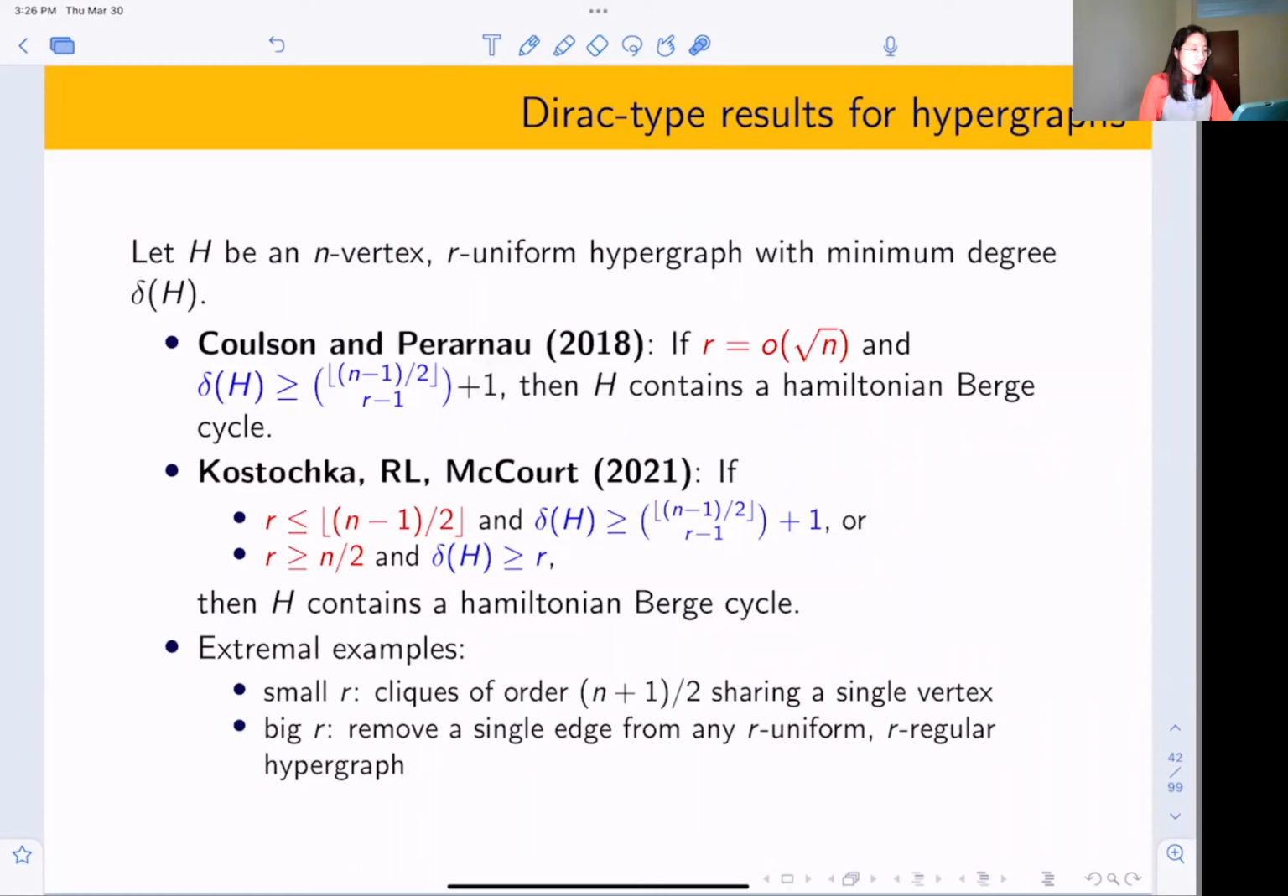For small r, I'm going to take cliques of order (n+1)/2, sharing a single vertex. And for big r, what we're going to do is take an r-uniform, r-regular hypergraph, whichever one you want. And by the handshaking lemma, you can check that this will have exactly n edges. So if we remove a single edge from them, we now have n minus 1 edges. This is just not enough edges to give us a Hamiltonian Berge cycle. Okay, so in this case, for the big r, there's a phenomenon going on here where as the sizes of the edges grow and grow, it becomes easier to find these forbidden Berge objects.